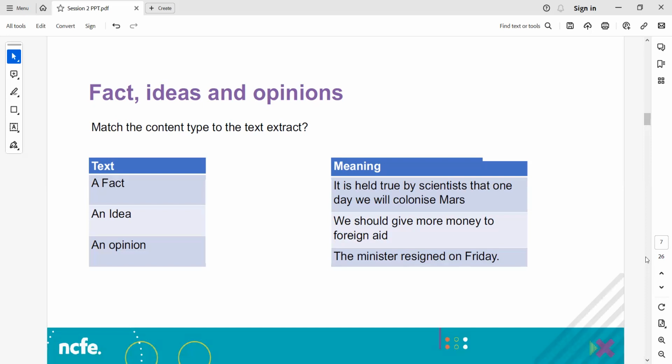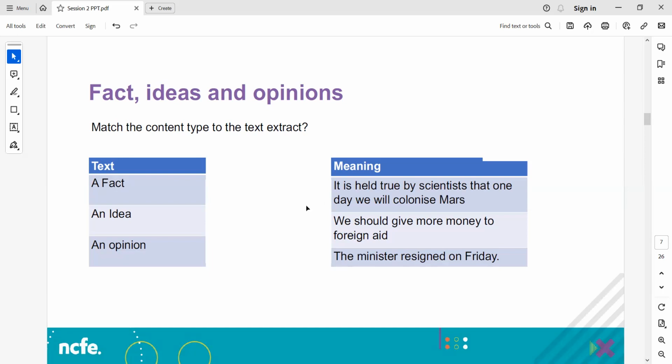So can anybody tell me which one the fact is? So we'll rule that one out. The minister resigned on Friday. Good. That's the fact. We can go and check that. We could watch the news. We could search for that on the internet. Yes, we found out the minister resigned on Friday. It's a given date. We know when it happened. So it's a fact. So we've got here an opinion and an idea in the other two sentences.